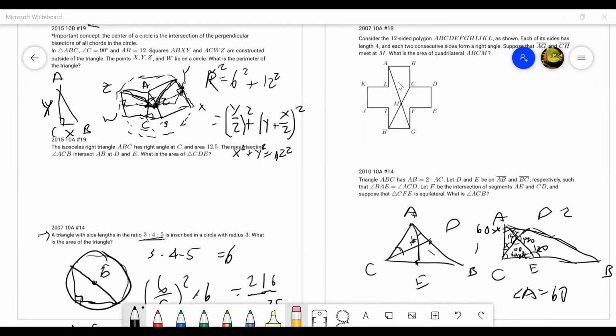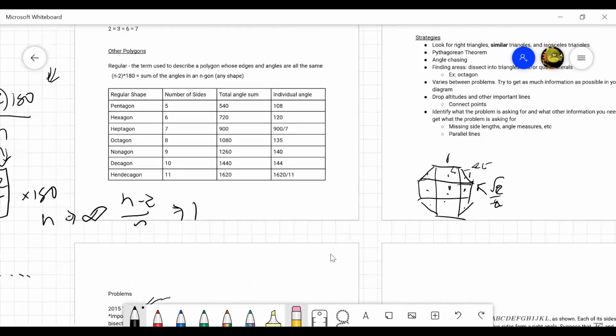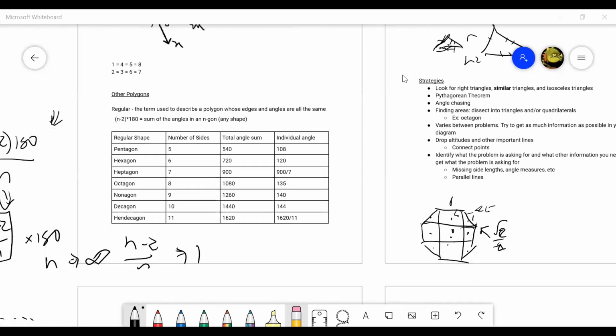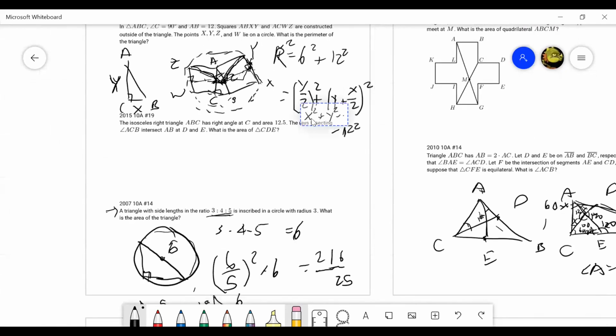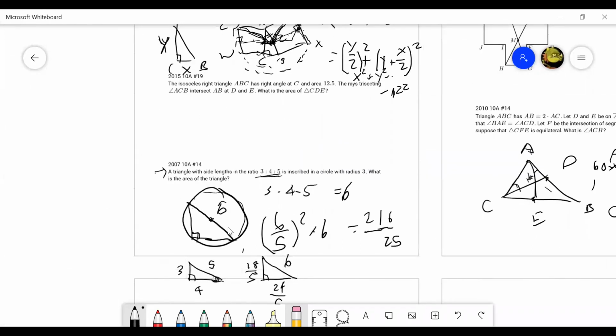All right, so I guess you have a question about the first question. You're asking why the center is going to be on the sides of the triangle, right?